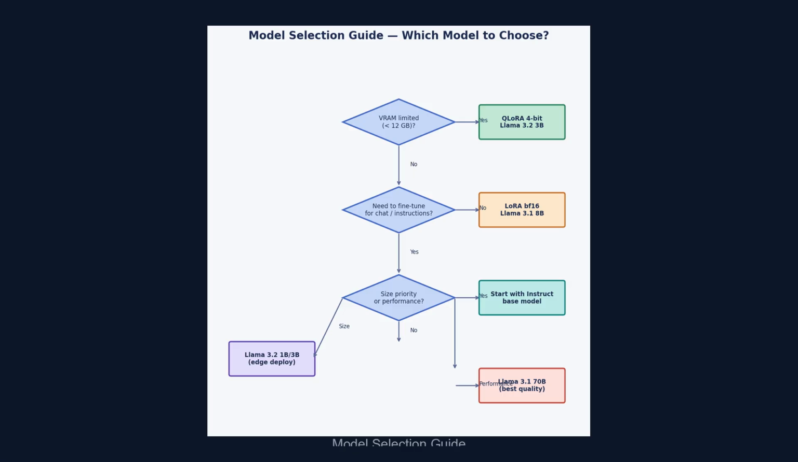If you do need instruction fine-tuning, the final branch splits on priority, size versus performance. Size-constrained deployments, edge devices, latency-sensitive applications point to the 1B or 3B Llama 3.2 variants. Performance-first projects point to Llama 3. For your setup, 2 Tesla P40s with 24 gigabytes each, you sit comfortably in the middle of this chart. The 8B instruct model is your default, with the option to scale up to 13B or 70B depending on the task.